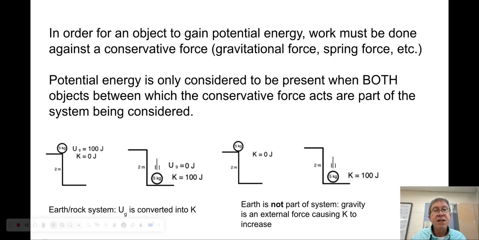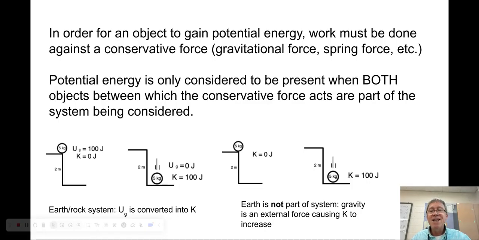Now, in order for an object to gain or lose potential energy, work has to be done against a conservative force, either gravitational force or spring force. But now here's something that is a little tricky to wrap your head around, okay? An object can only have potential energy if both of the objects that are responsible for the force are considered to be part of the system. And remember, as a physicist, as a problem solver, you choose what to call your system. Now, you'll often be told in a prompt from College Board what the system consists of, and you need to pay close attention to that.